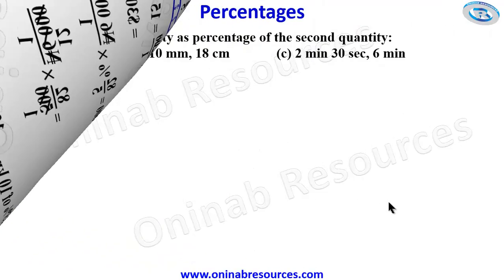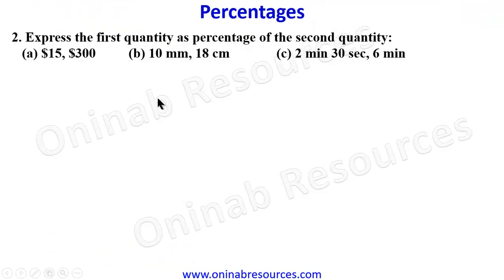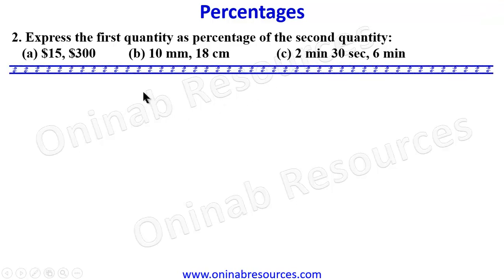We then go to problem 2. For problem 2, express the first quantity as a percentage of the second quantity. So we have 3 problems in question 2. Starting from A part of the problem. For A, $15 as a percentage of $300.